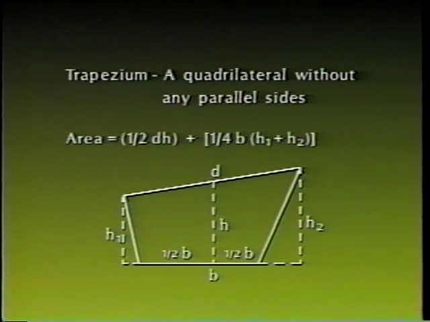The next figure is a trapezium, which is a quadrilateral without any parallel sides. And the formula for computing the area of a trapezium is the quantity 1/2 of dh plus, within brackets, 1/4 b times the quantity h sub 1 plus h sub 2.